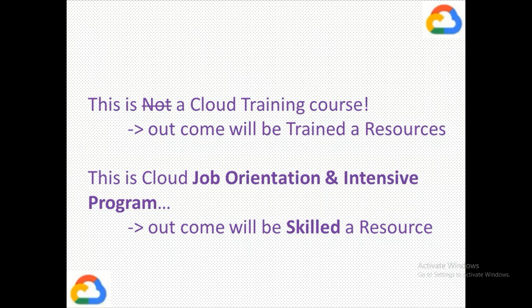But a trained resource does not help companies to work in a real-time environment, to work with the projects, to work with the teams. Here we really need a job-oriented intensive program, whose outcome will be a skilled resource. There is a lot of difference between a trained resource and a skilled resource. I want you guys to become skilled resources after 2 months, not just trained resources. That is the reason my program is JOIP.